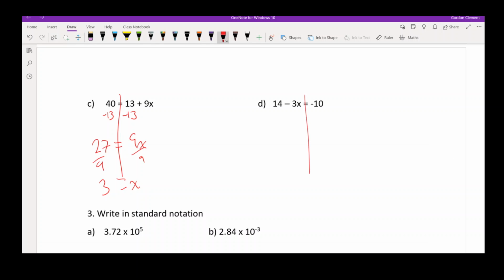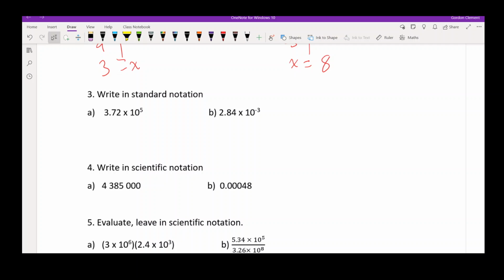Almost the same setup here. Get rid of that 14, it's a positive 14, subtract 14. So negative 10 subtract 14 is negative 24. Just got to be careful here. That sign belongs to that 3. That's a negative 3x. And then we're going to divide by the number in front of x. The number in front of x is a negative, so we're dividing by negative 3. Two negatives make a positive.